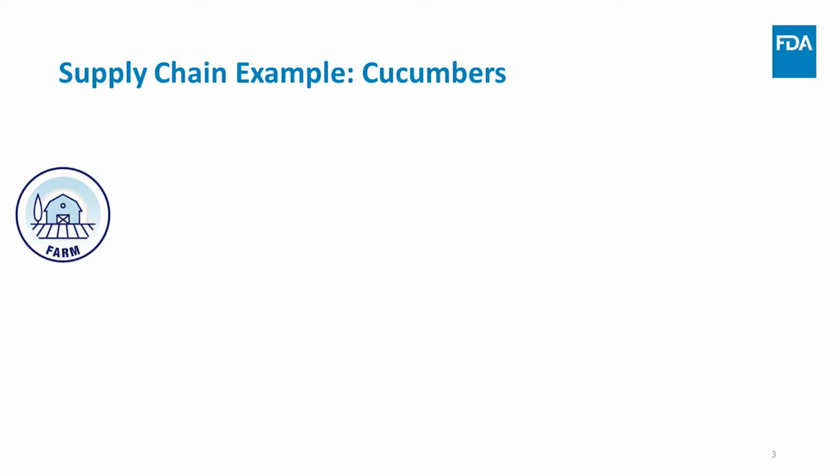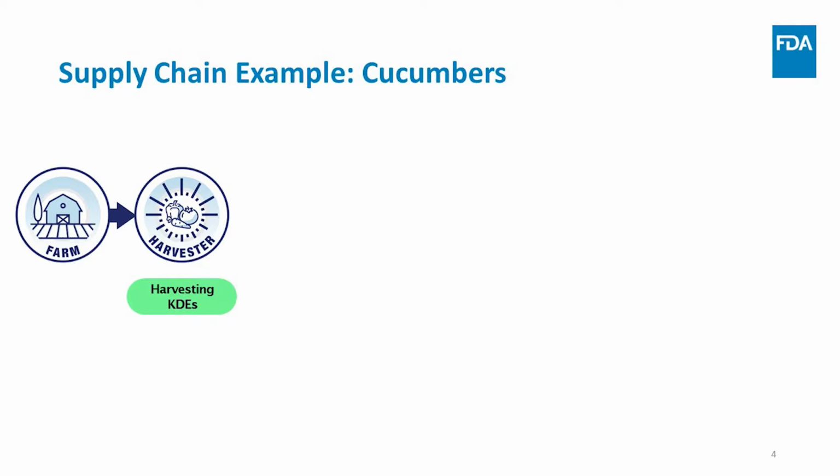The farm in this example grows cucumbers, but does not harvest, cool, or pack them. Therefore, the farmer does not need to maintain key data elements related to growing the cucumbers. The person who harvests the cucumbers, a contract harvester in this example, must maintain key data elements related to the harvesting of the cucumbers. They must also provide certain key data elements to the initial packer of the cucumbers, either directly or through the supply chain.